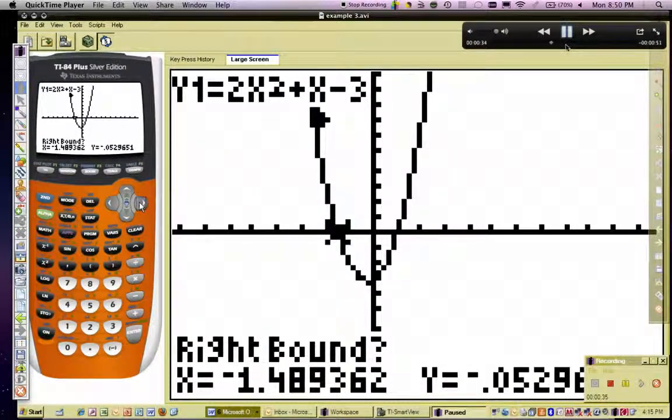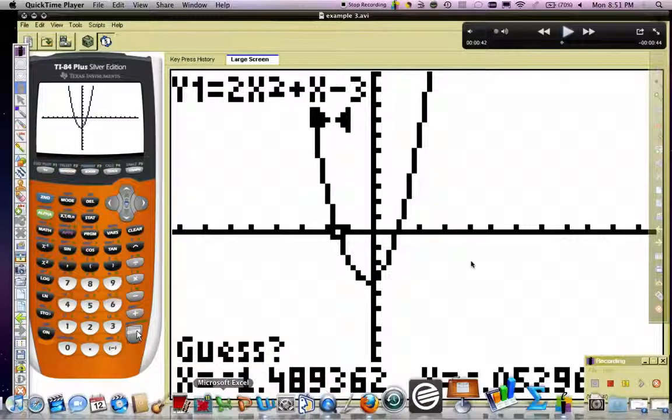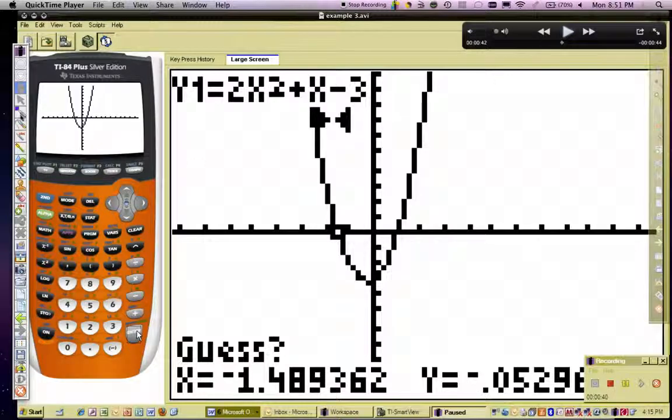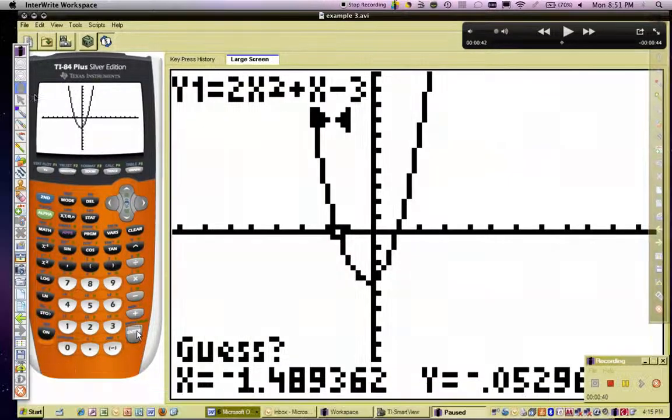So let's see that happen. Yep, I'm right there, press enter, and now this other thing comes up that says guess. There's nothing you can do to make it any more accurate. It's going to take a guess, so you just press enter one last time. So you press enter 3 times: the first time is with the left bound, the second time is with the right bound, and then finally for the guess. Once you press enter, it will tell you what it thinks the zero is.